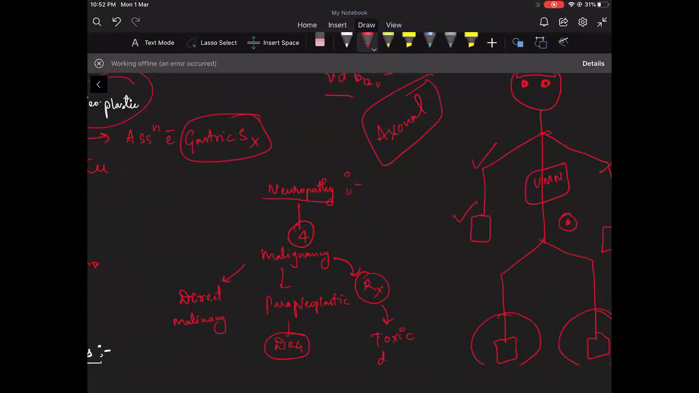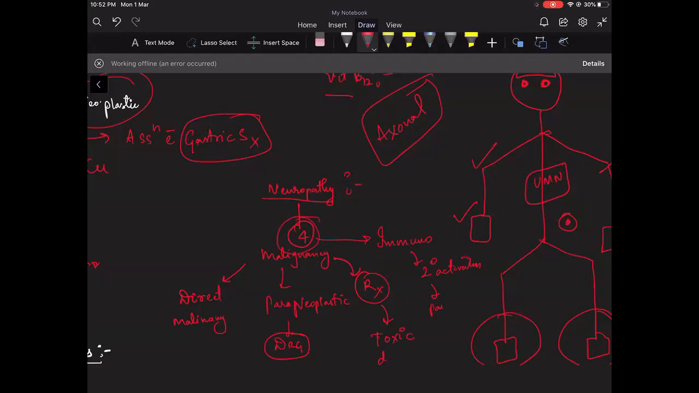And another variant is where we are inducing immunosuppression, and immunosuppression leading to secondary activation of viruses that can lead to particular neuropathies. So these are the 4 mechanisms where the malignancy can produce neuropathy.